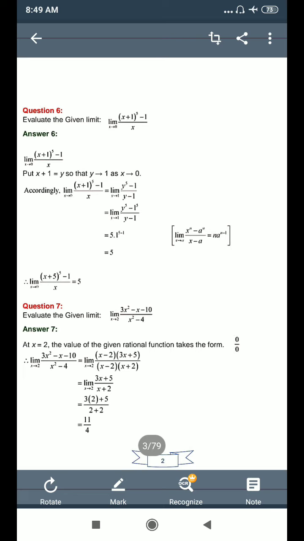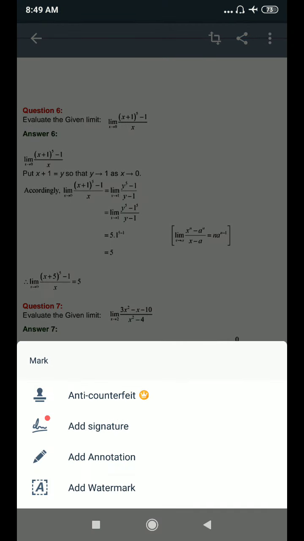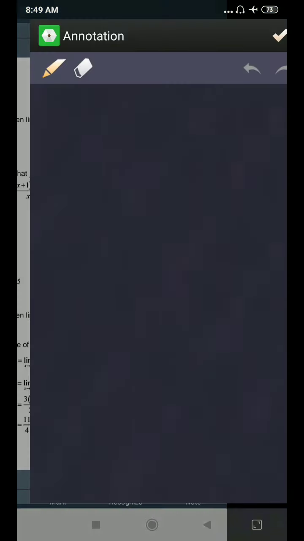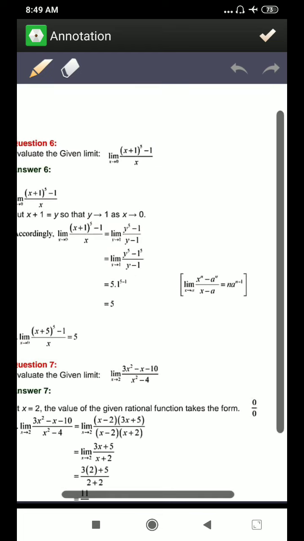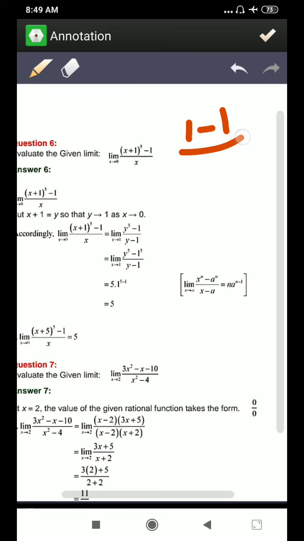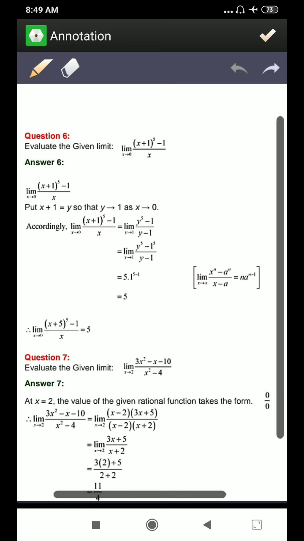It is given limit x tends to 0. Now you see, this is 0 by 0 form. If I replace directly x equal to 0 in this, the numerator will be 1 minus 1, that is 0, and the denominator is also 0. So now you have to further simplify it. You can't put the limit directly in this question.